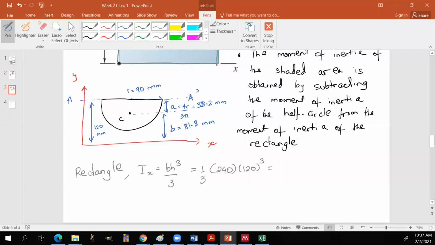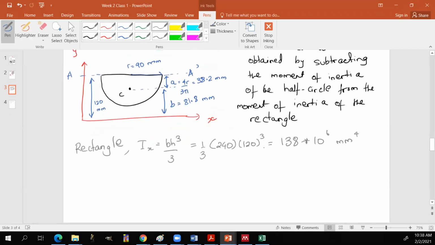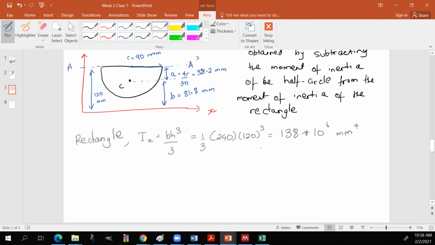Guys? Where'd everyone go? Is it 138 times 10 to the 6? Sure. Yeah, I agree. And what are the units? Millimeters to the power 4, right? That's right. All right. Next, let's move on to our semicircle, color coordination.